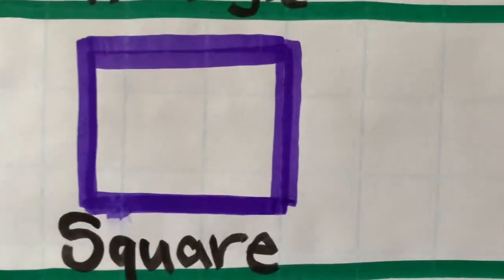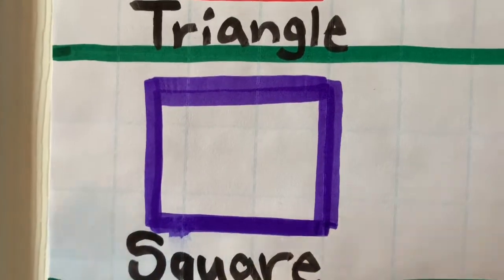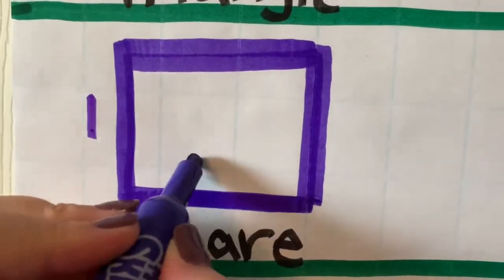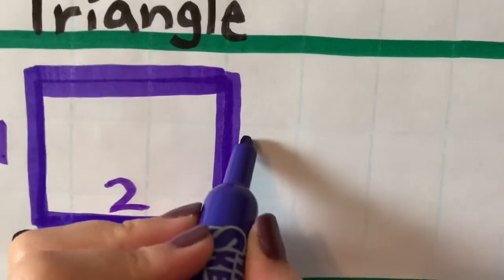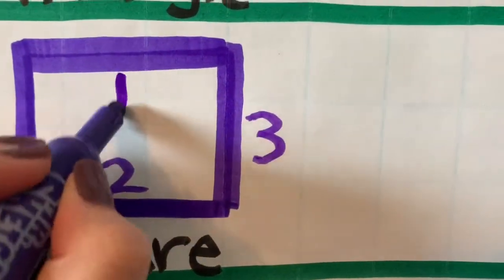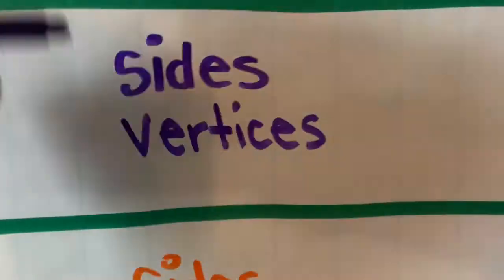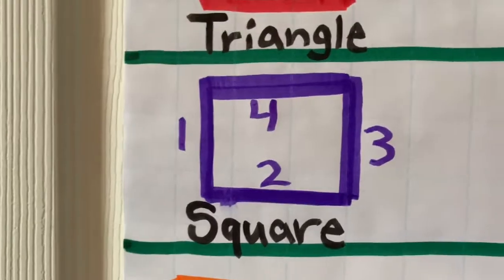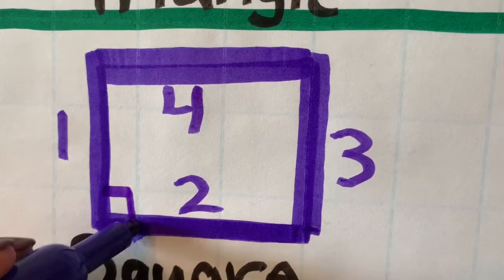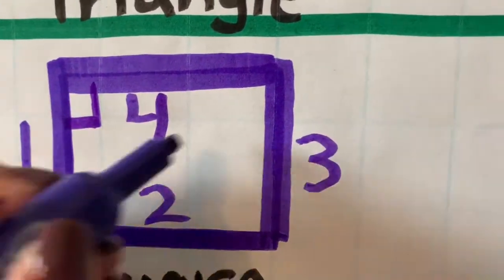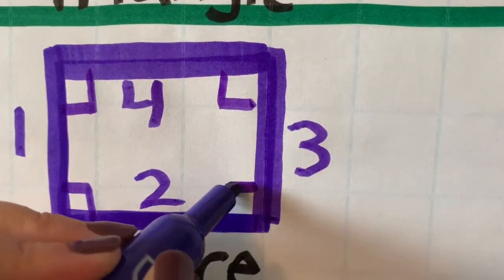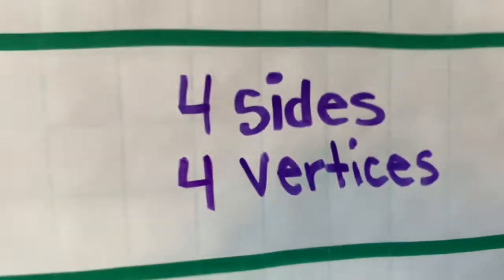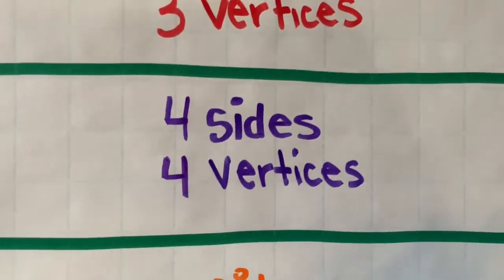Let's look. Our straight lines are our sides. So our square has 1 straight line, 2 straight lines, 3 straight lines, and 4. So it has 4 sides. Now let's look at the corners. It has 1 corner, 2 corners, 3 corners, and 4. So it has another 4. So it has 4 sides and 4 vertices.